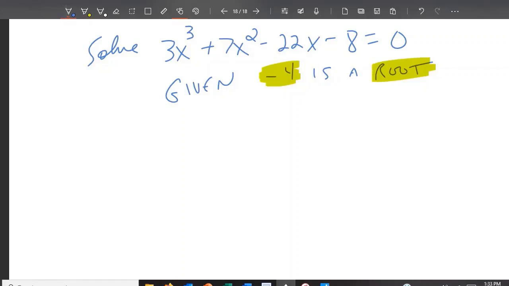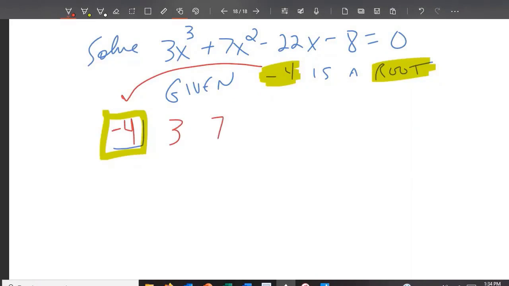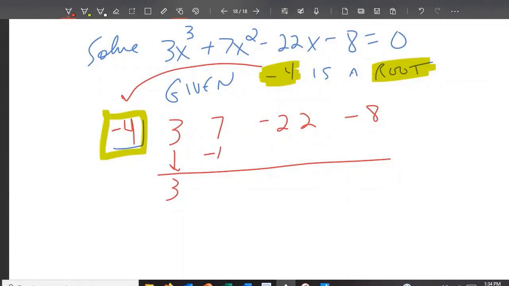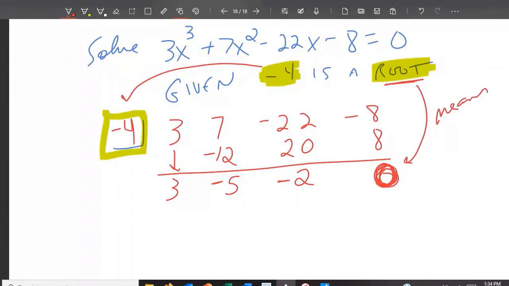It's telling me up front what to put right here. What's going to go in this little half box is this negative 4. And bring down the coefficients. And then we're going to use this to find the quadratic, and then we're going to factor and solve the quadratic. Bring down the first number. 3 times negative 4 is negative 12. Combine that, we'll get negative 5. Negative 4 times negative 5 is positive 20. Bring that down, we'll get negative 2. Negative 4 times negative 2 is positive 8. And we get 0. I already knew it was going to be 0 because I was told it was a root. Root means zero. Means remainder of 0.